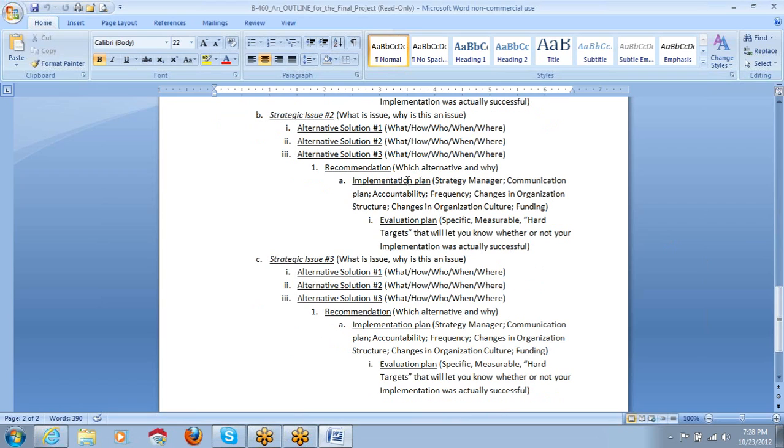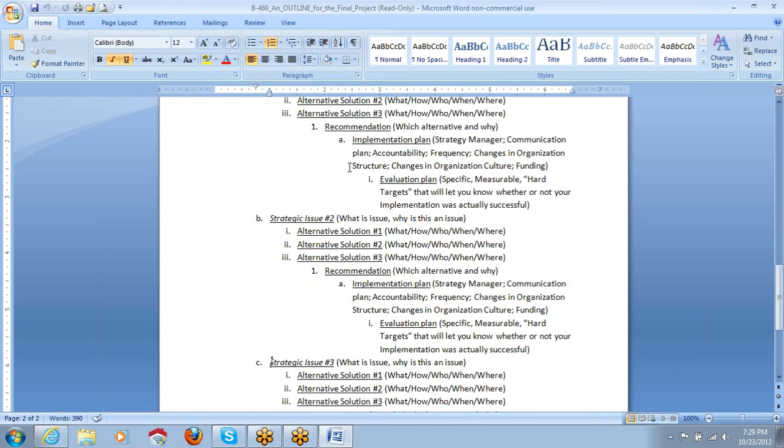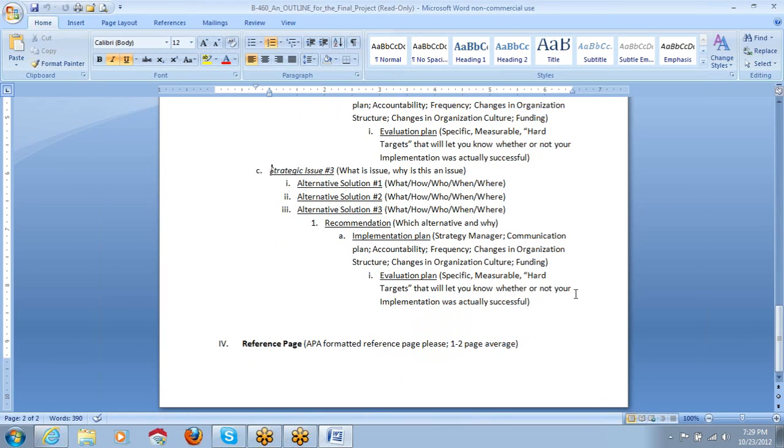Week 8 is the implementation plan for whatever you recommended for strategic issue 1. Week 8 is also the implementation plan for whatever you recommended for strategic issue 2. And week 8 is also the implementation plan for whatever you recommended for strategic issue 3. And then finally, week 10, the evaluation plan for issue 1, evaluation plan for issue 2, evaluation plan for issue 3, and of course your executive summary. And because this is college, no paper would be complete without a reference page. Okay.